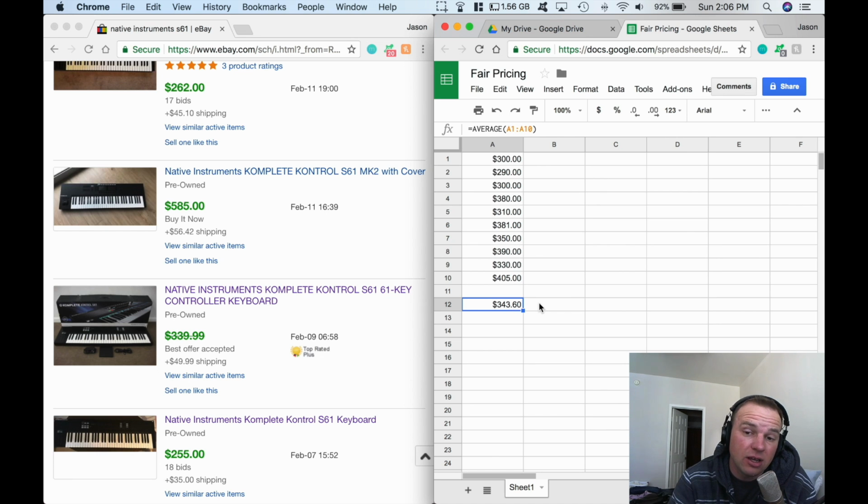The one I was looking at was on reverb.com, which is like eBay for music stuff. The guy had it at $350 plus $100 for shipping. And so I knew this was what eBay supports, around $350. And he said it was in pretty great condition.